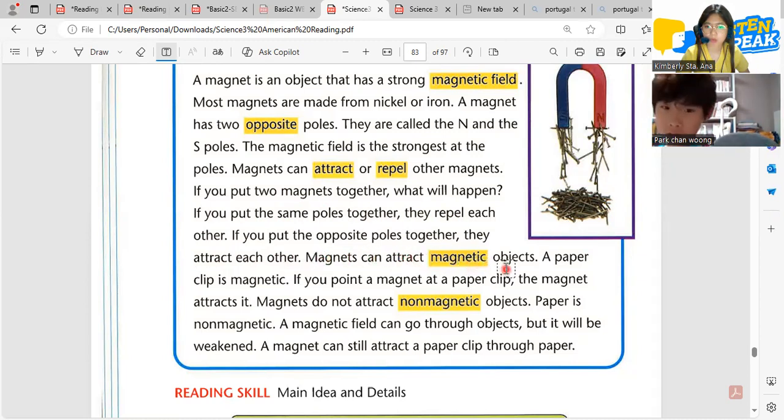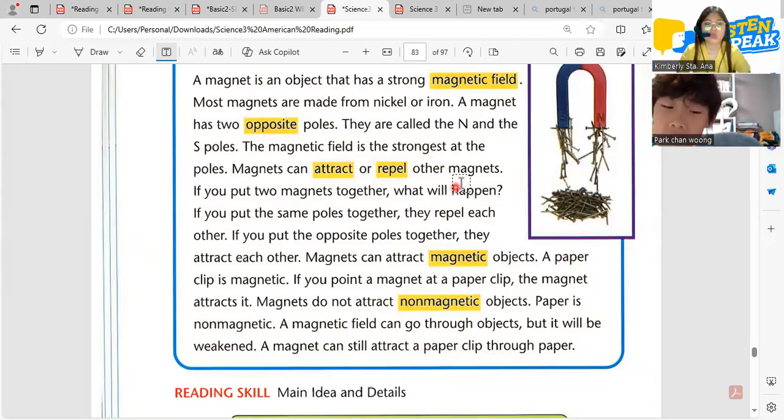A magnet can attract magnetic objects. A paper clip is magnetic. If you point a magnet at a paper clip, the magnet attracts it. Magnets do not attract non-magnetic objects. Paper is non-magnetic. A magnetic field can go through objects, but it will be weakened. A magnet can still attract a paper clip through paper.